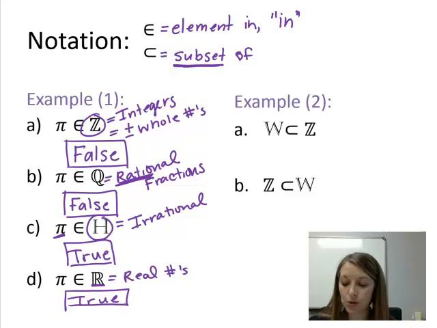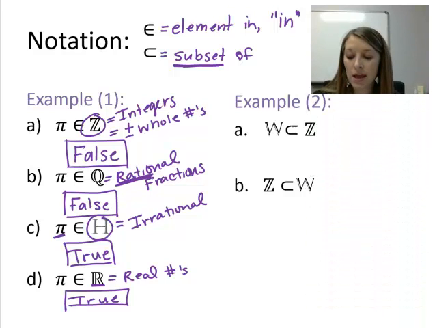Okay, example 2. Is W a subset of Z, and is Z a subset of W? So remember, back to my fruit example, apples are a subset of fruit. So the subset means a smaller group within a group.